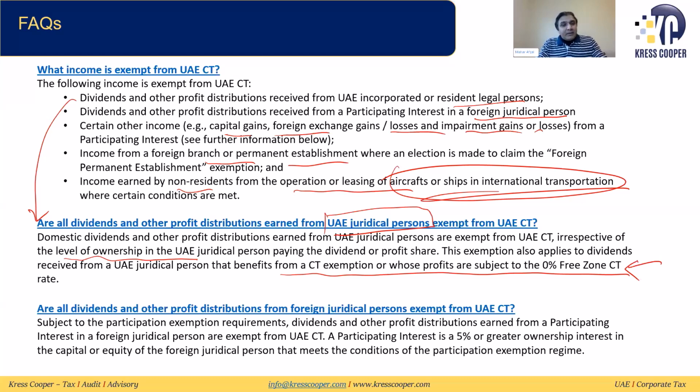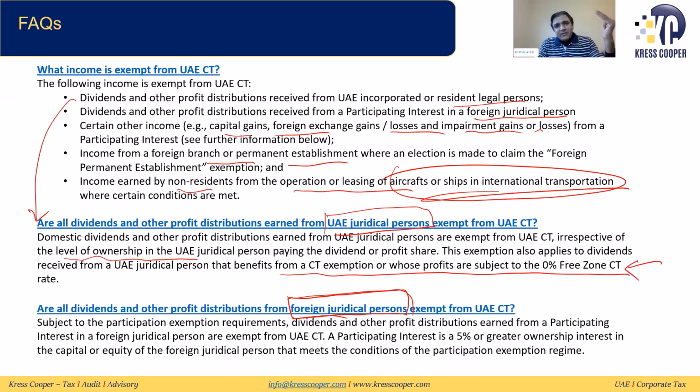All dividends and other profit distributions from a foreign juridical person are exempt from the UAE corporate tax. The first one was a local resident juridical person; this is a foreign juridical person. This is subject to participation interest if all these conditions are met: a 5% minimum shareholding, intended to be held for a period of 12 months, subject to tax at a minimum of 9%.